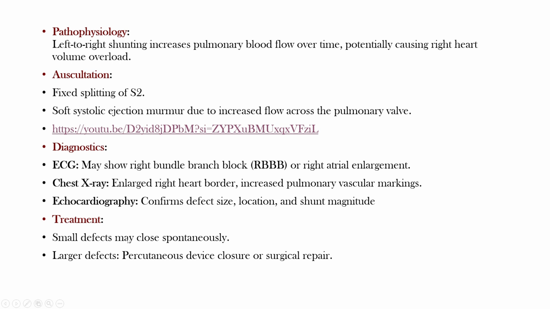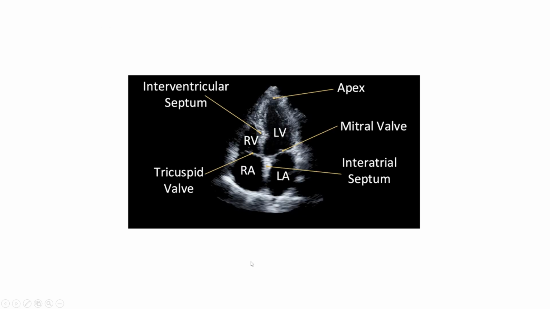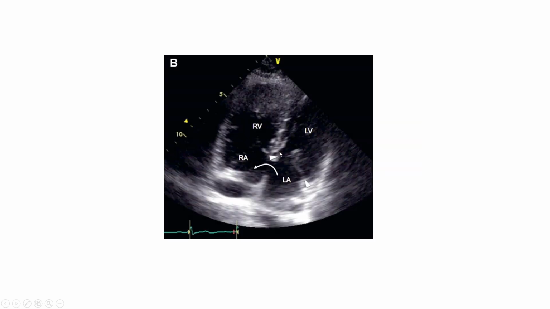For the treatment, the small defects will close spontaneously, while the larger defects may need surgical repair or percutaneous device closure. So this is the anatomy of the echocardiogram if you didn't know about it before. This is the left ventricle, right atrium, and left atrium. So here we have, what do you call it, the atrial septum. As we can see, between the left atrium and the right atrium we have a septum, and the blood is moving from the left to right if we have the video, but I don't think this is a video.